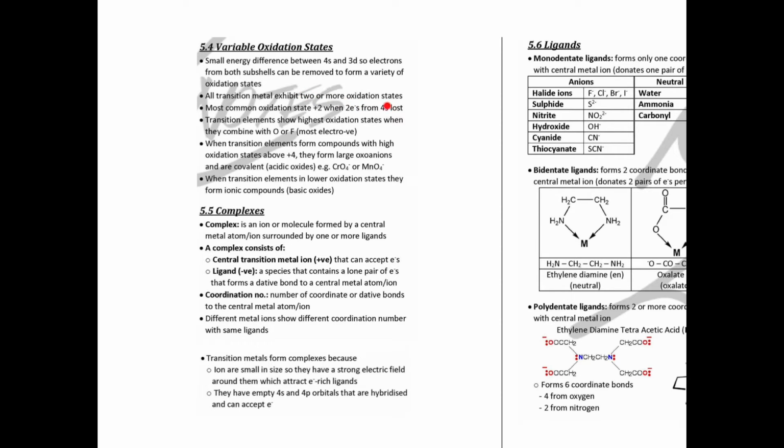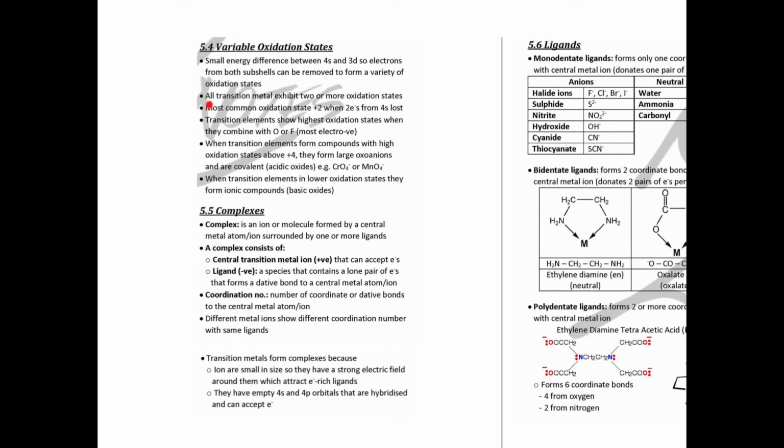Not like group 2, where the oxidation state is always +2, or group 1, where the oxidation state is always +1. Only one type of oxidation state for those group 1 and group 2. But for transition metals, there can be more than that. It can be 2 or more, like vanadium can do +2, +3, +4, +5. They can exhibit 5 oxidation states.